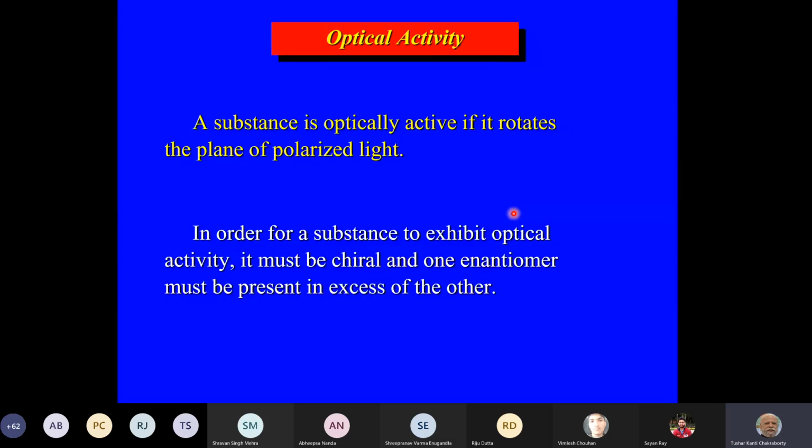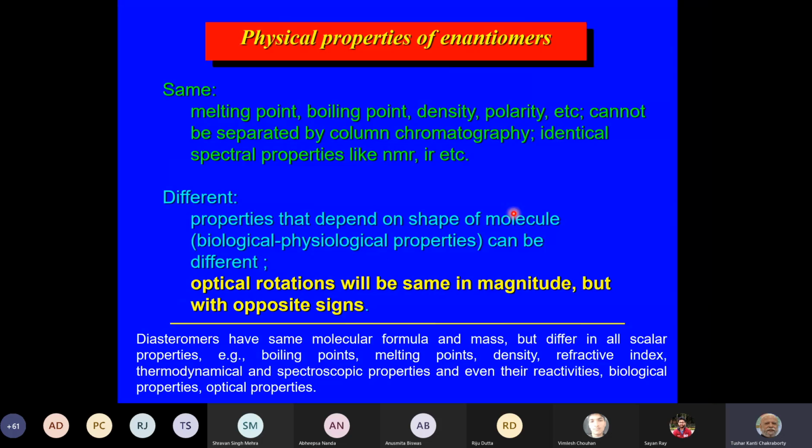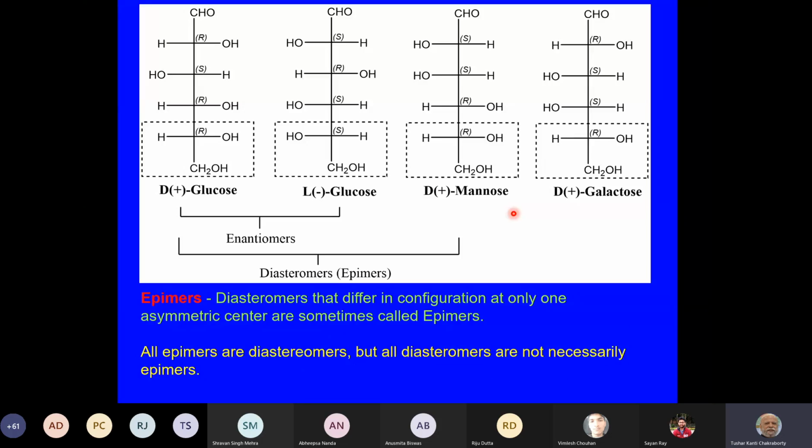So in the next class, I will be telling about the optical activity and what is a very important property of chiral molecules. And if you have any question, you can ask me now, or you can clarify with the teaching assistants on Friday classes.